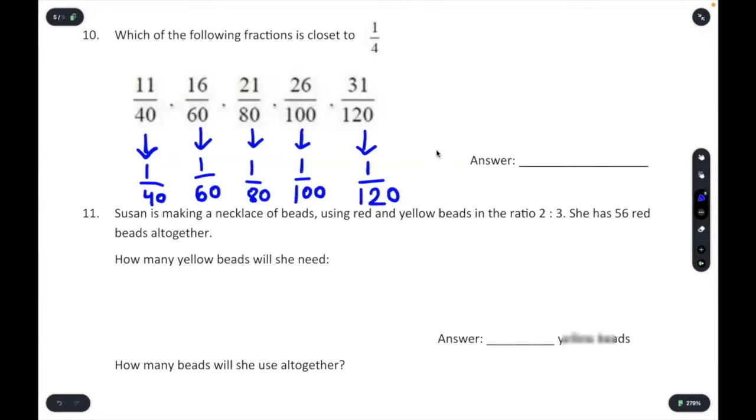Now you'll notice that for all of these, we have 1 as the numerator for these fractions. So the bigger the denominator is, the smaller the overall fraction is. So 1/120th is 3 times as small as 1/40th, and these fractions are getting progressively smaller. So what we can see here is that 31 out of 120 is closest to 1/4 because it's only 1/120th away. Therefore, we can write 31 out of 120 as our final answer.